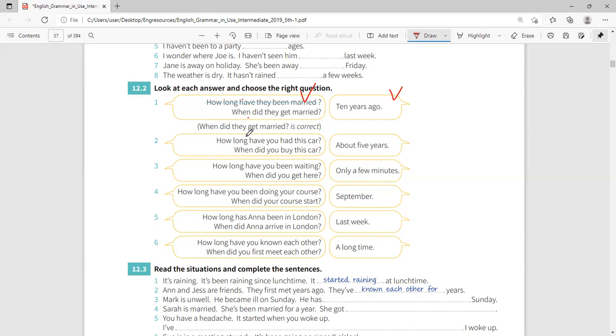And number 3, how long have you been waiting? Only a few minutes. Yeah, I think so, that's it. How long have you been waiting? From that time to now, only a few minutes. Yes.